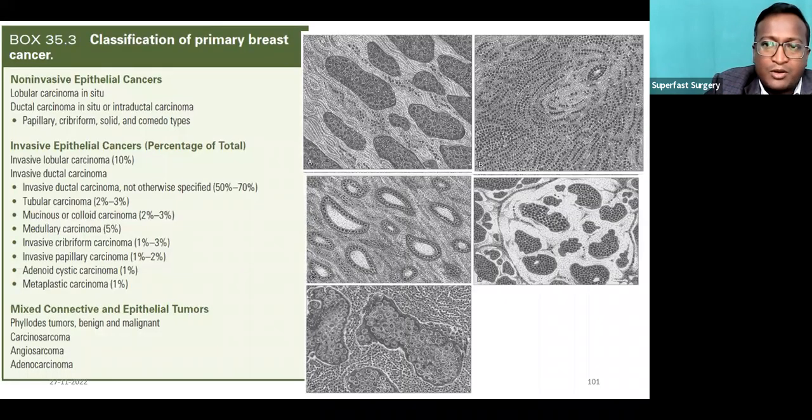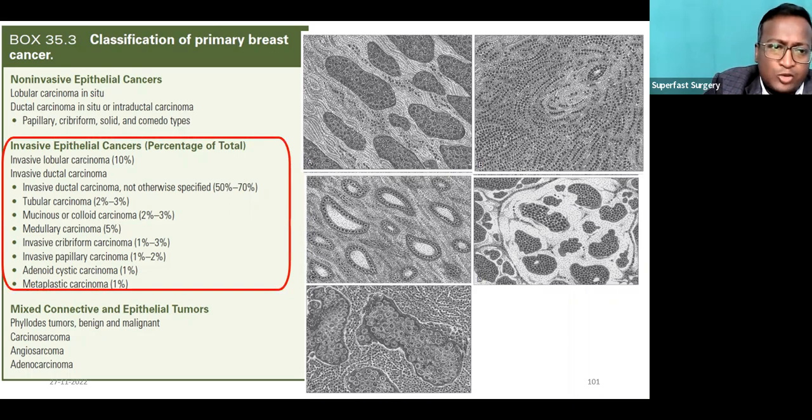Now we'll be discussing our topic proper, that is breast cancer. We all know that in breast cancer the most common type is no special type, while the special types are tubular carcinoma, mucinous, medullary, invasive cribriform, invasive papillary, adenoid cystic carcinoma, metaplastic carcinoma. More than 90% of the time, or up to 70 to 90%, it is NOS, not otherwise specified.